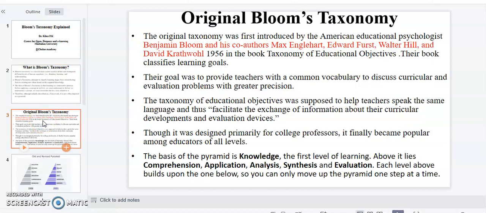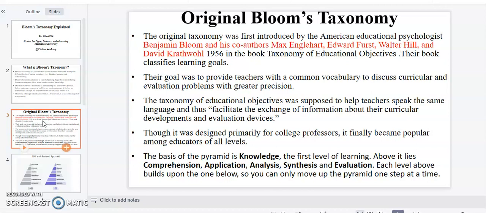Let's look at the original Bloom's taxonomy. The original taxonomy was first introduced by the American educational psychologist Benjamin Bloom and his co-authors Max Engelhart, Edward Furst, Walter Hill, and David Krathwohl in 1956 in their book Taxonomy of Educational Objectives. Their book classifies learning goals, and their goal was to provide teachers with a common vocabulary to discuss curricular and evaluation problems with greater precision.